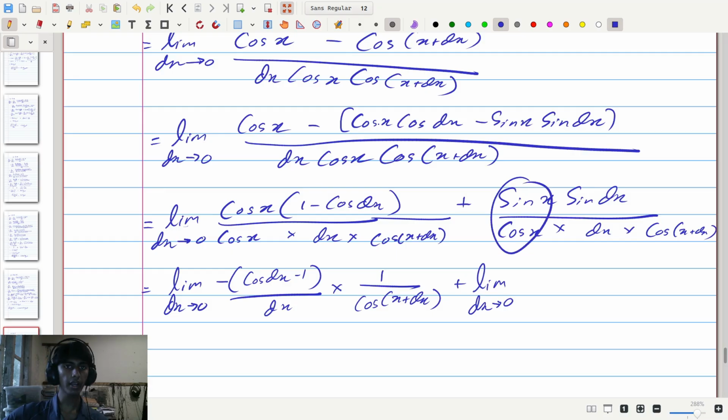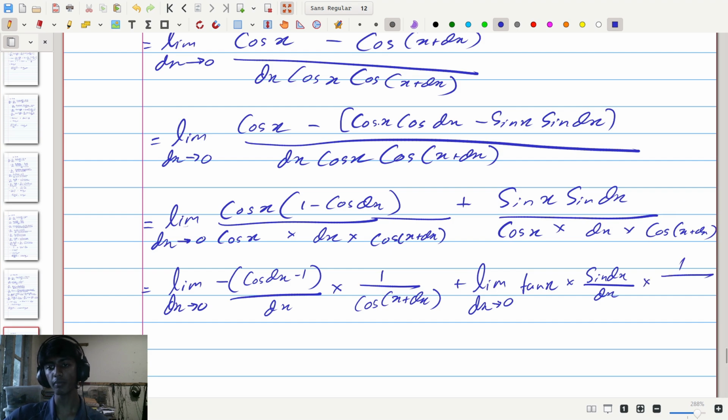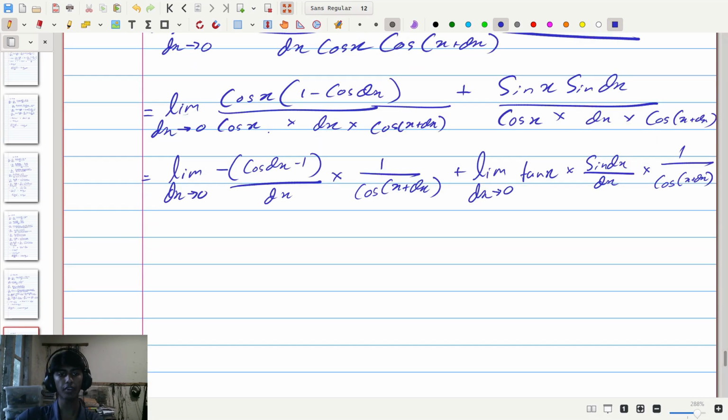Sine of x divided by cosine of x is tangent of x, so here what we have is the tangent of x, multiplied by sine of dx divided by dx, times this bit, which is 1 divided by the cosine of x plus dx. Now, evaluating these limits over here, we can see this is equal to, here there's a negative, so negative. This limit we found earlier is equal to 0, so this is equal to 0, multiplied by this thing.